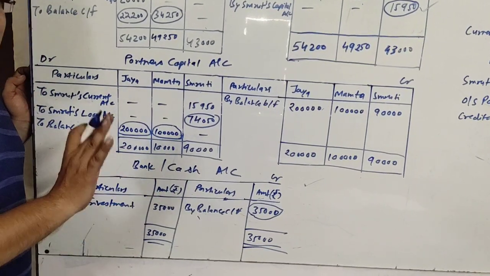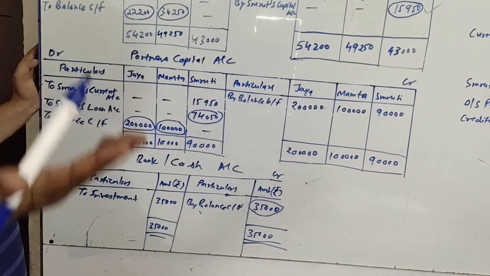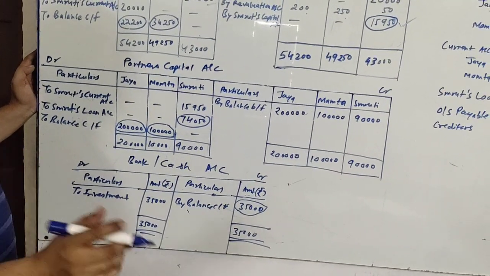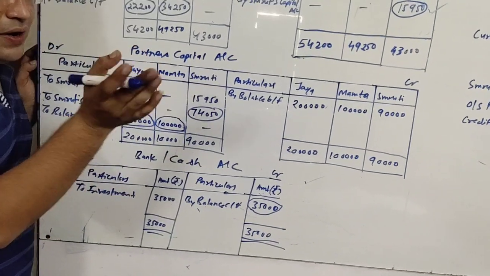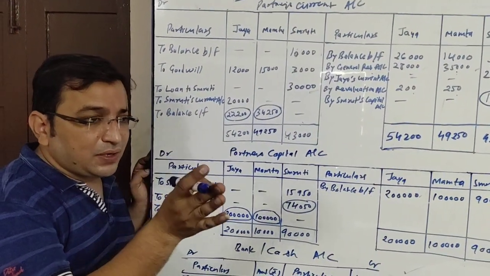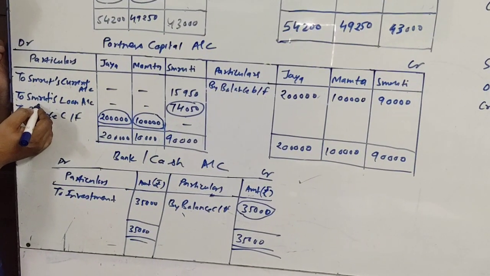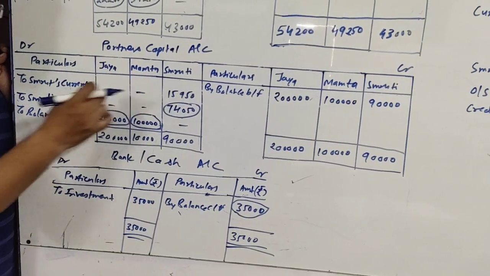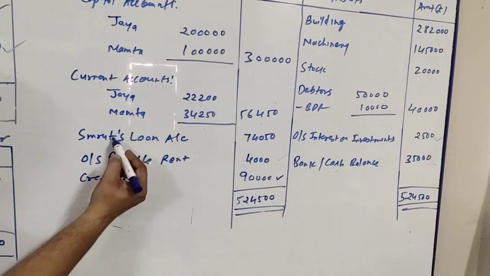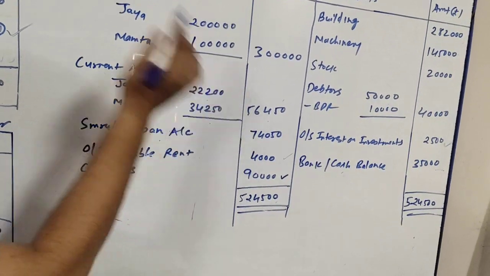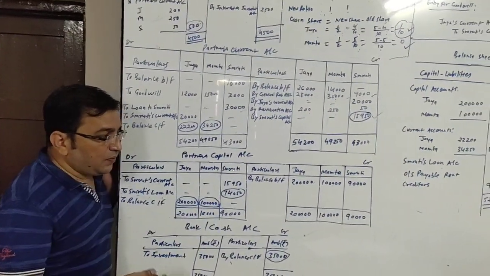Neither have they given any information nor do we have enough cash balance. We do not have any cash balance. We have only 35,000 which is generated out of investment. So this entire difference which is payable to Smruti will be converted to her loan account, or transferred to her loan account. So 74,050 will go to Smruti's loan account, and as it is a liability it will be shown on the liability side of the balance sheet. Smruti's loan account 74,050.